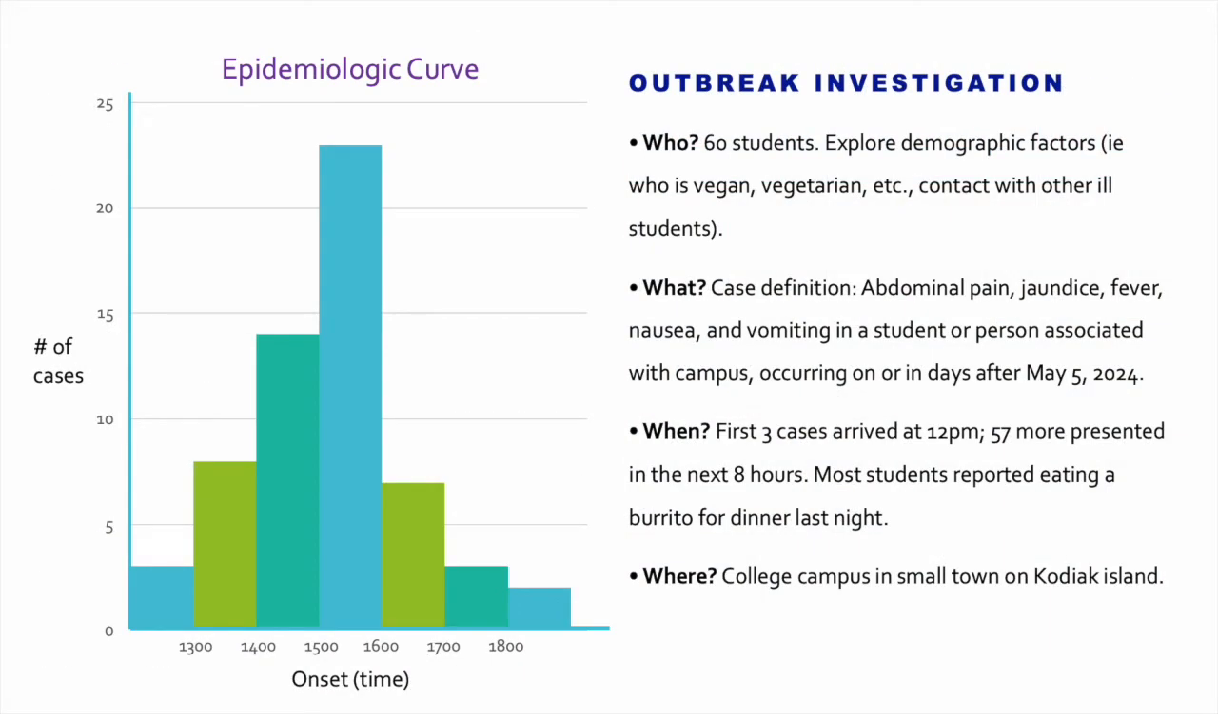On the y-axis, we have cases. On the x-axis, we have onset of illness. In this fictional one, it's displayed with time in hours, but it's often in days.